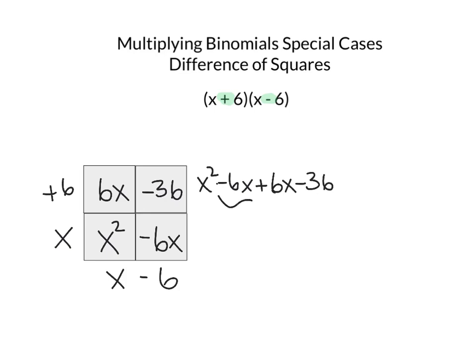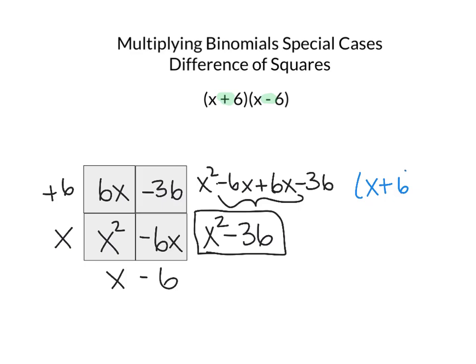In the middle here, I see my like terms that I can combine. So I'm left with x squared, and then negative 6x plus 6x makes 0, so it goes away, and all I have left is my minus 36. So here is my product of multiplying those 2 binomials. So over here in blue, I'm going to go back and write my original problem. So I had x plus 6 and x minus 6.